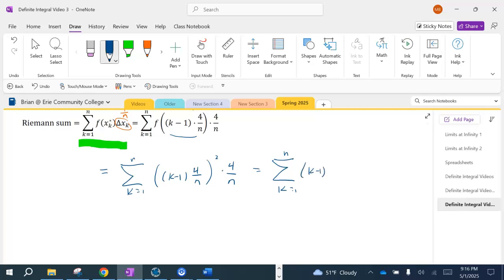So we get (k minus 1) squared times 4 over n squared. Well, 4 squared is 16, n squared is n squared, and then that's times 4 over n. We can drop the parentheses there now.